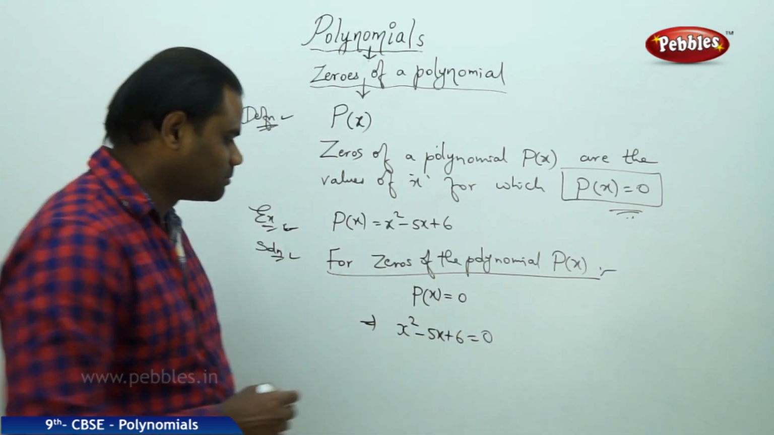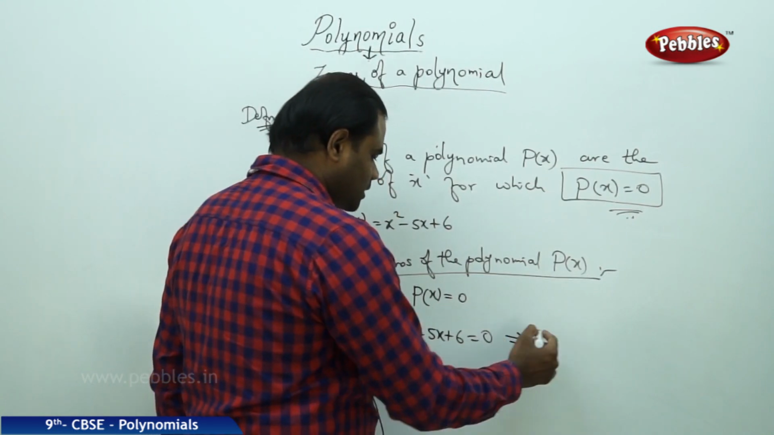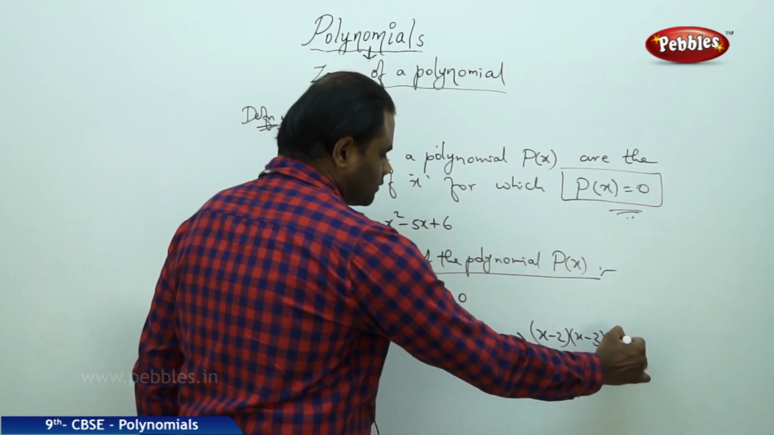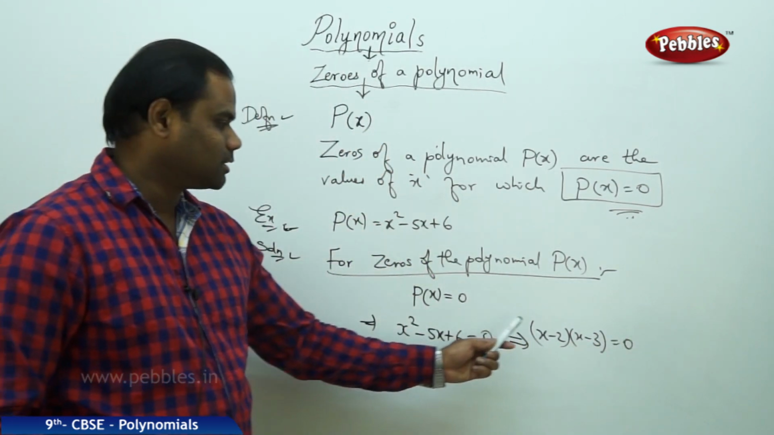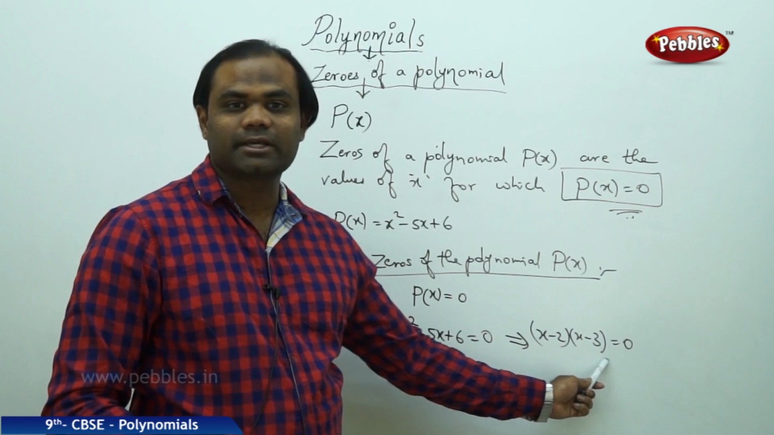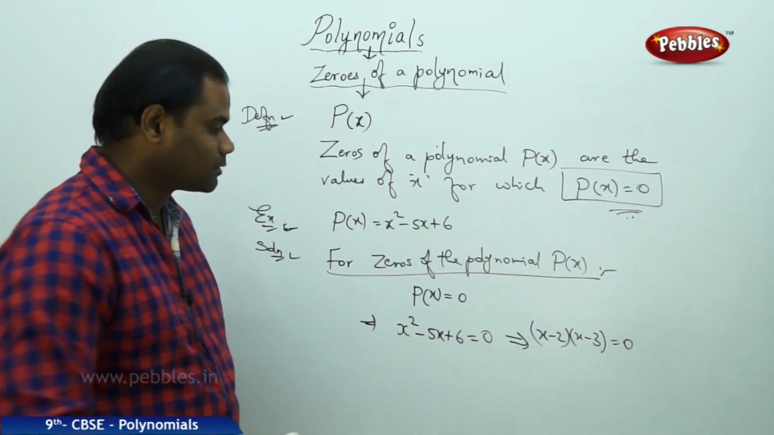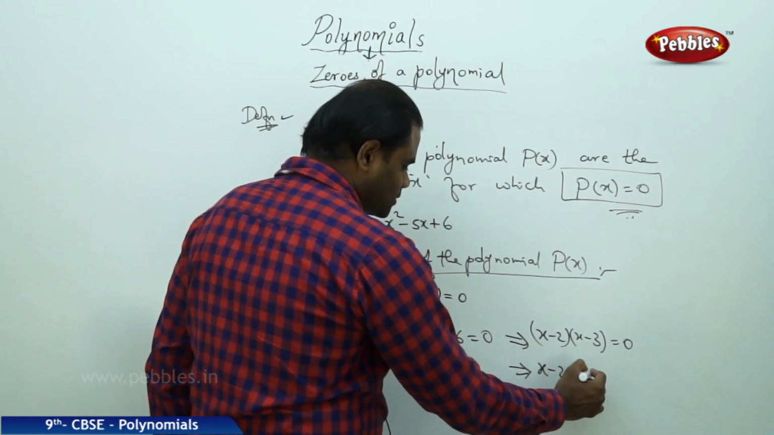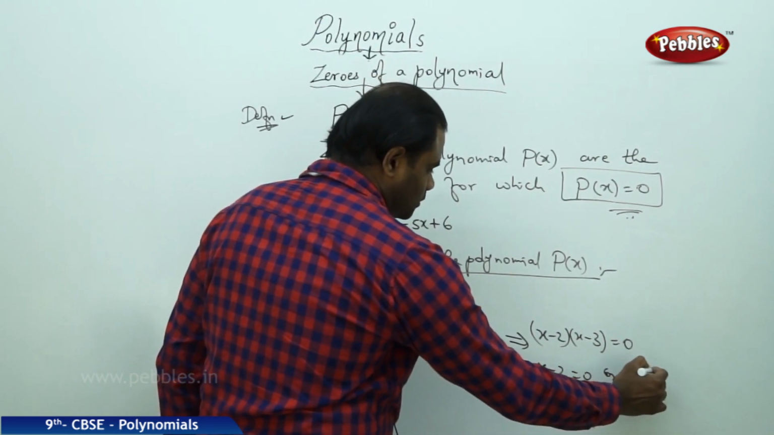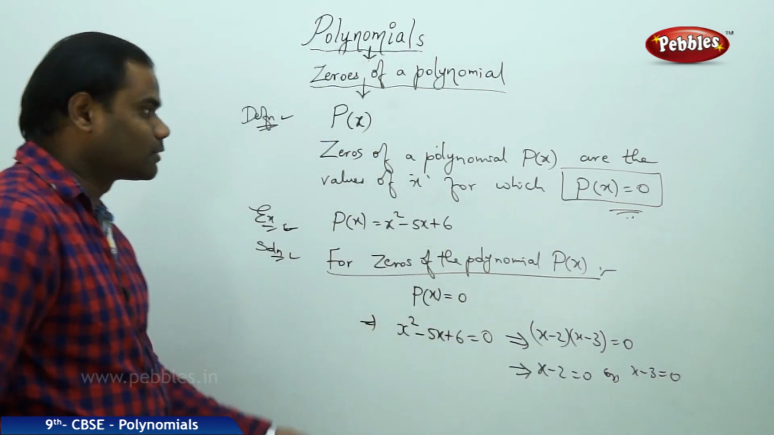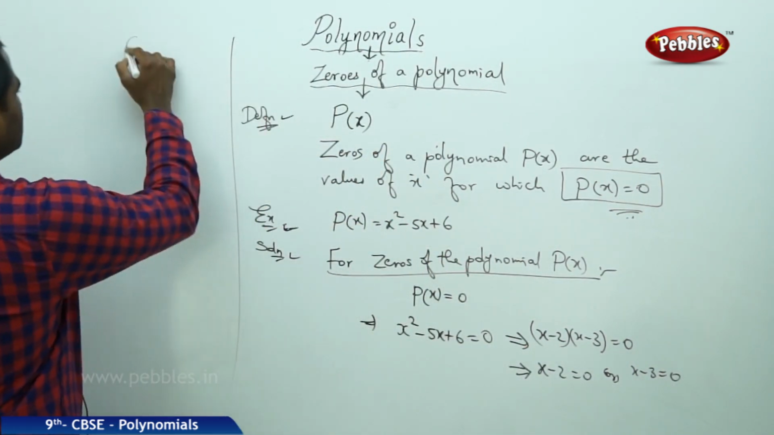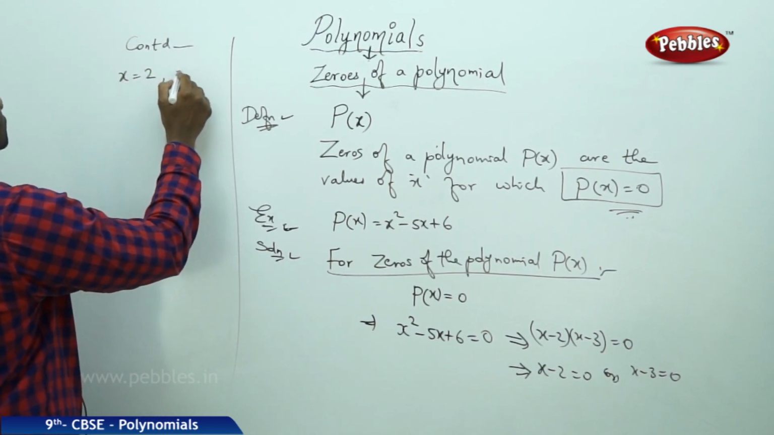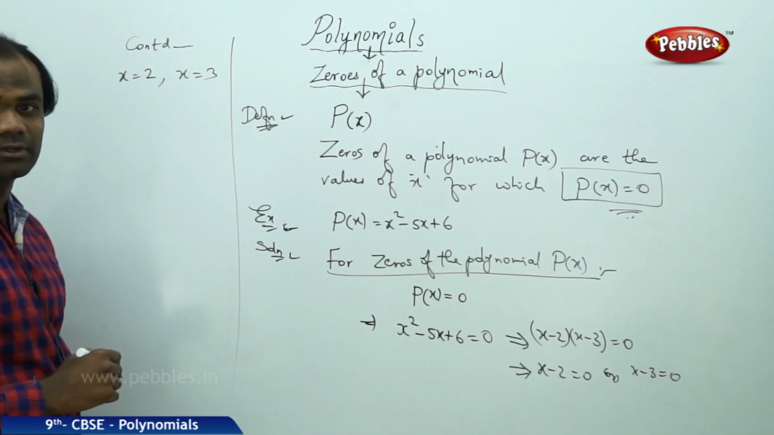On further simplification, this can be factorized using quadratic factorization. x squared minus 5x plus 6 can be factorized to be x minus 2 times x minus 3, which is equal to 0. When the product of two factors is 0, this is 0 or this is 0, which further gives me the value of x is 2 and x is 3.